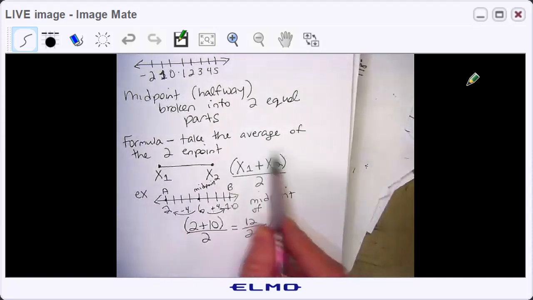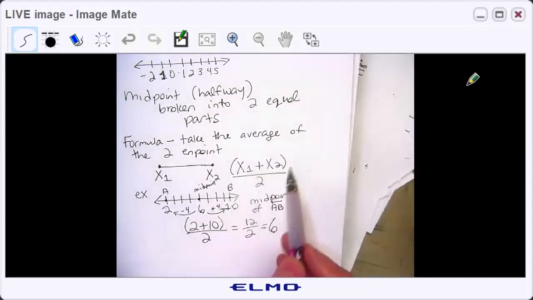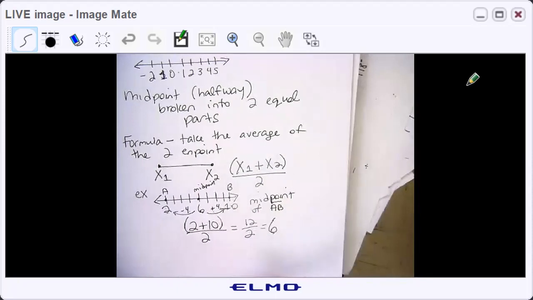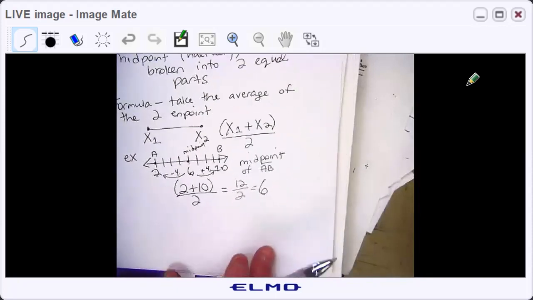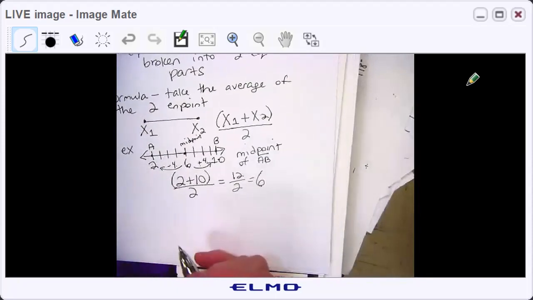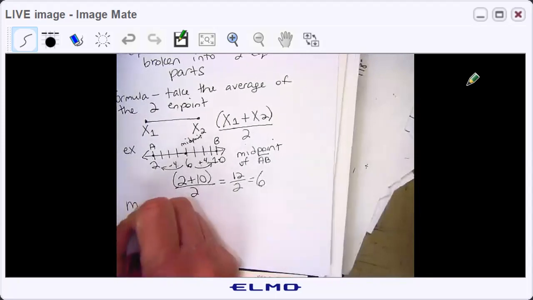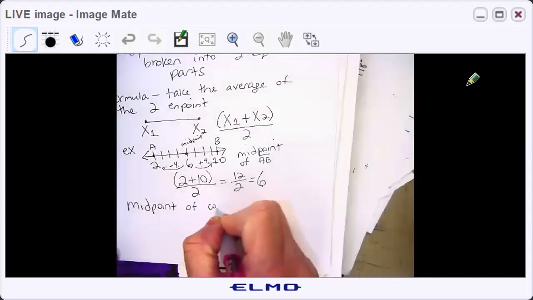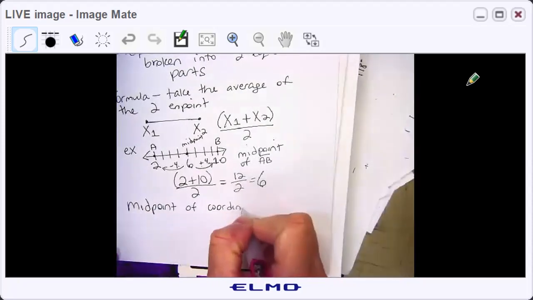Now, this is a formula that is not given to you on the LEAP. There are so many formulas in geometry that you're not given on the LEAP that you really want to make sure you sit down and look at those formulas some days before you take your test. Alrighty, let's move on to midpoint on a coordinate grid, or coordinate plane.